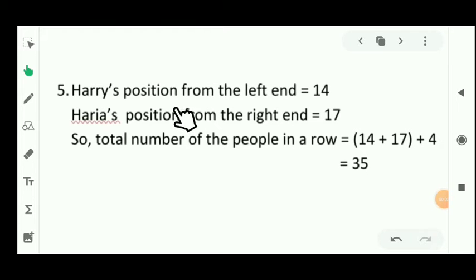The solution of question number 5 is: Harry's position from the left-hand side, that is given in the question, is 14. Harriya's position from the right-hand side, that is also given in the question, is 17. When we find out the total number of people in the row, that is 14 plus 17. 14 is the place value of Harry and 17 is the place value of Harriya. After adding them, its value will be 31 plus 4. Plus 4 means the total persons sitting in between them. So the value will be 35. That means the total number of people in the row is 35.